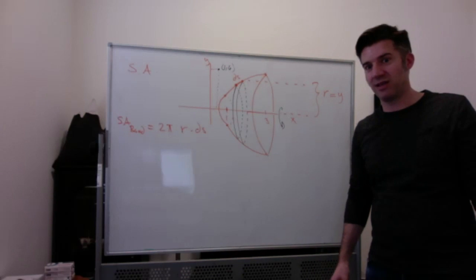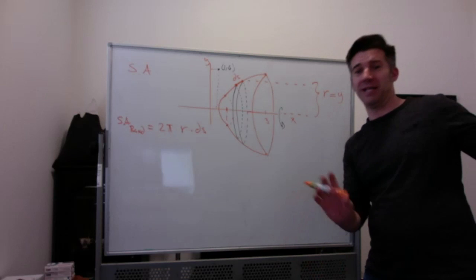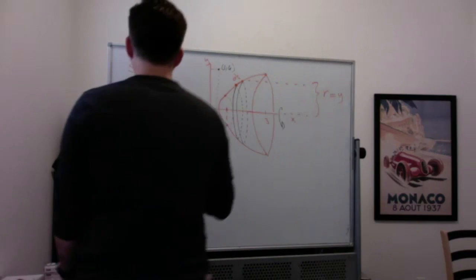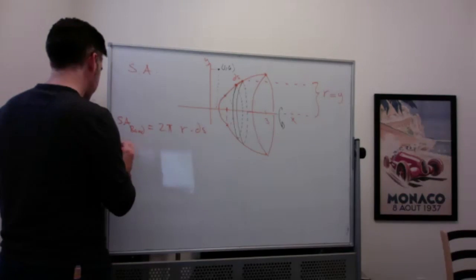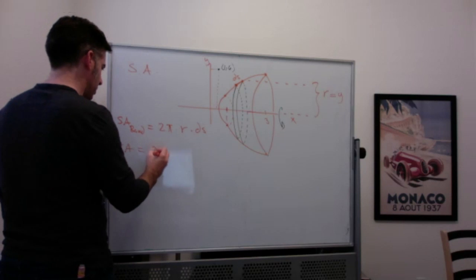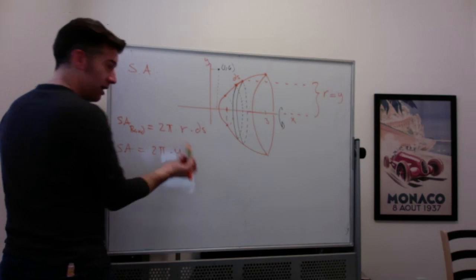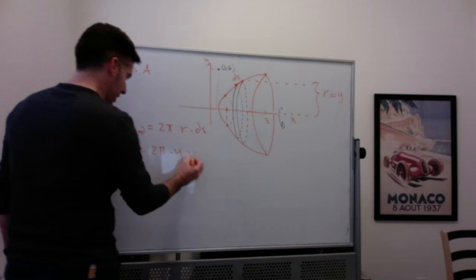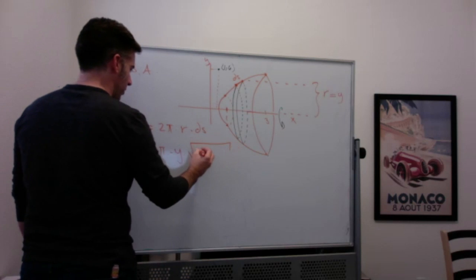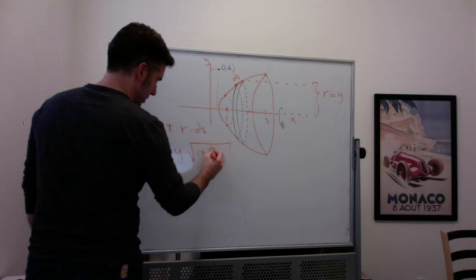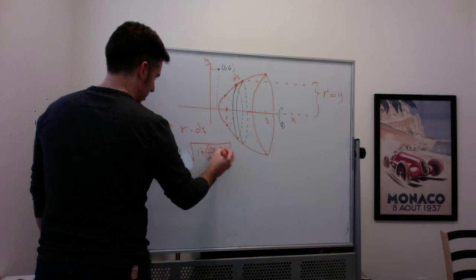So this is where things get even weirder. In this case, we can write that our surface area is equal to 2 pi times y times ds, where ds is the square root of 1 plus dx/dy squared, dy.